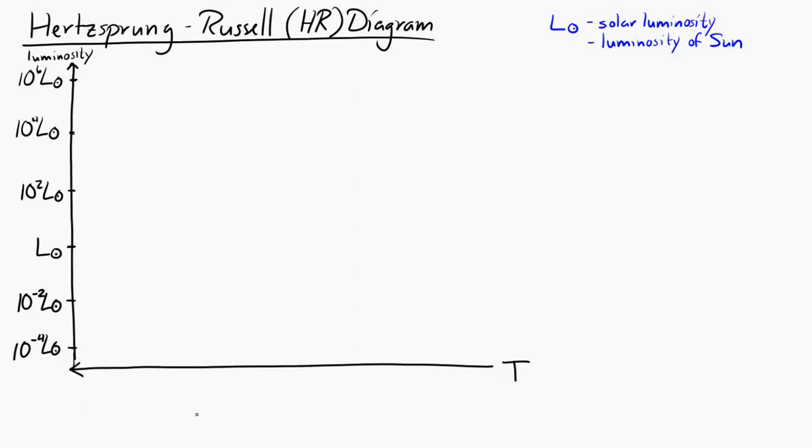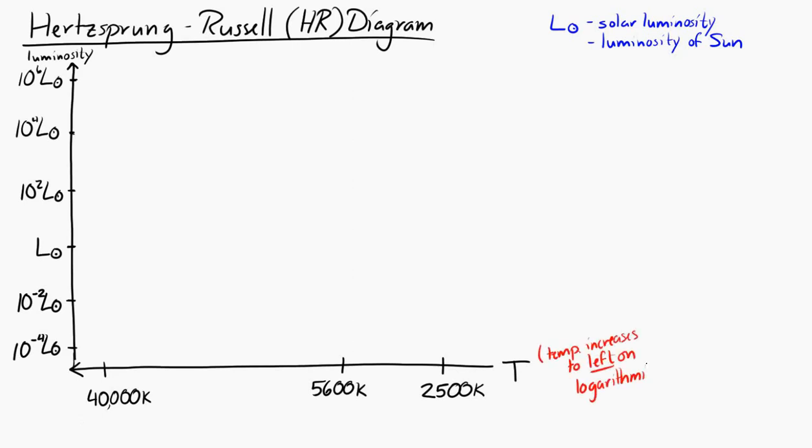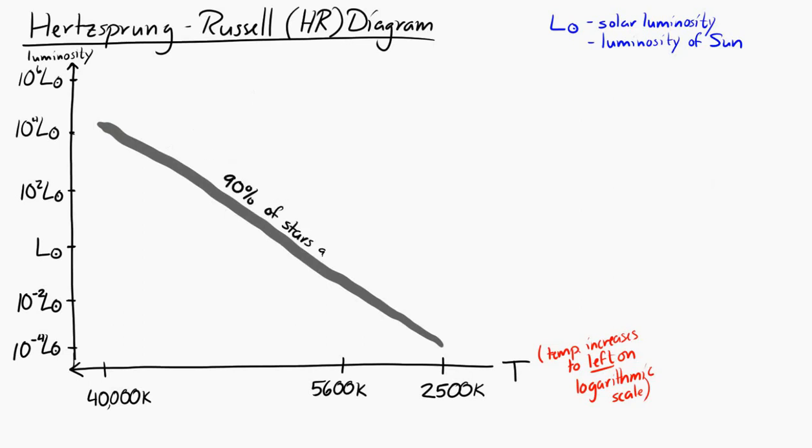However, I'm going to do it a little bit strangely. Temperature is going to increase to the left. That's odd, but there's a historical reason for it. So temperature increases to the left, and it's going to increase on a logarithmic scale. If we do this, and then we plot stars on this graph, what we find is that 90% of the stars that are visible are along a line right here. This line is called the main sequence. So again, 90% of the stars that we can observe are along the main sequence.